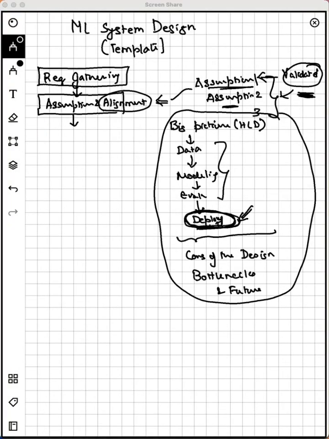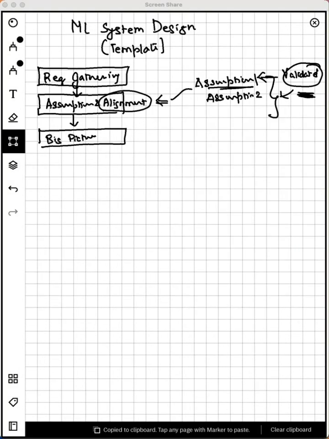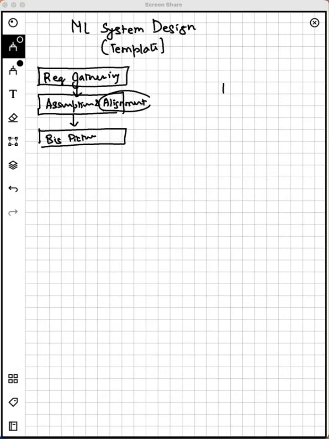All right. So now let's look at the big picture. Okay. So now let me also erase this part. Okay. Now we're talking about the big picture or the high level design.